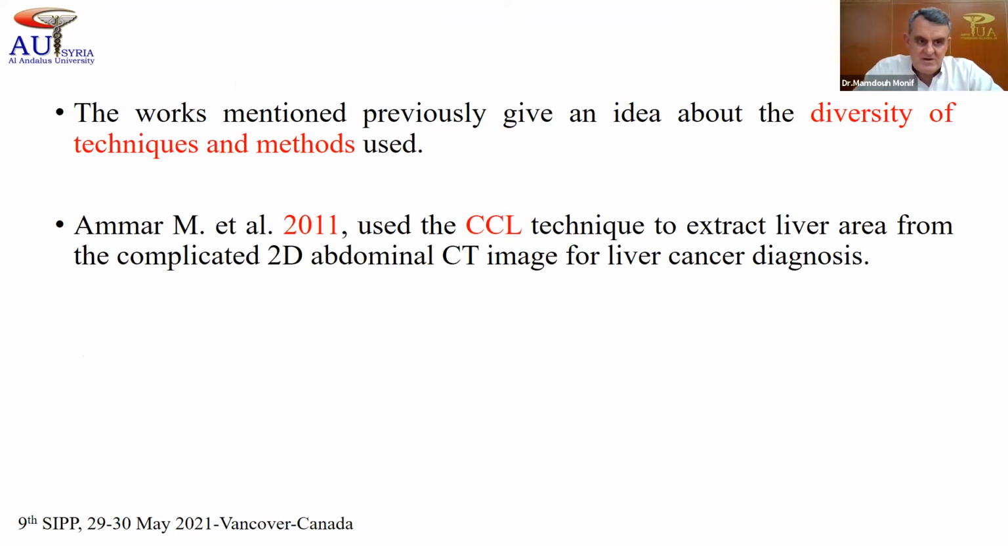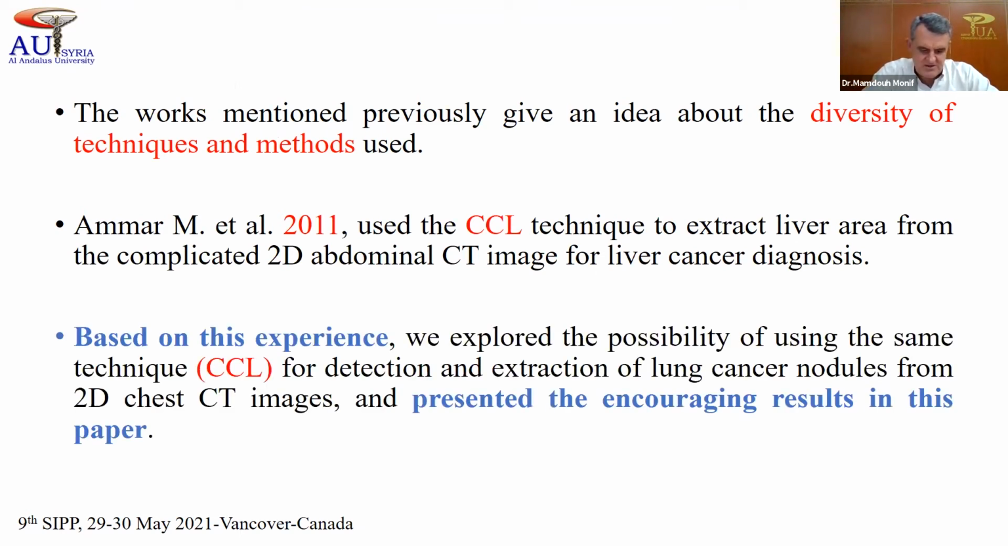In 2011, Maan used the connected component labeling technique to extract the liver area from complicated 2D abdominal CT images for liver cancer diagnosis. Based on this experience, we explored the possibility of using the same technique, CCL, for detection and extraction of lung cancer nodules from 2D chest CT images, and presented the encouraging results in this paper.